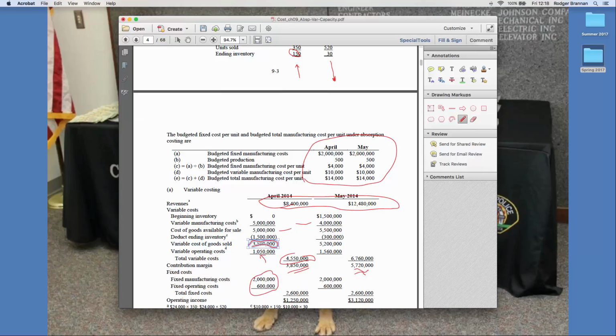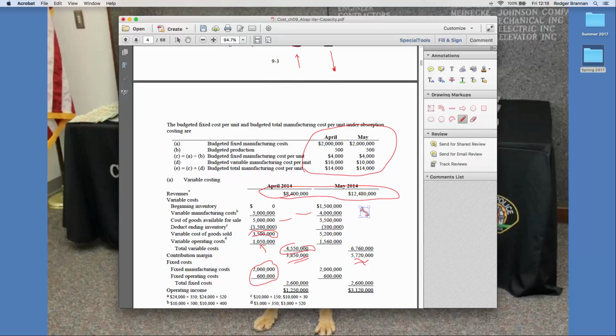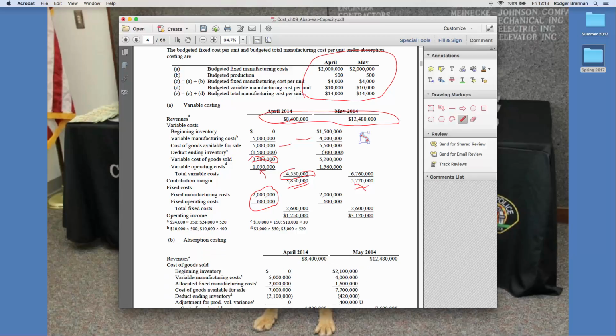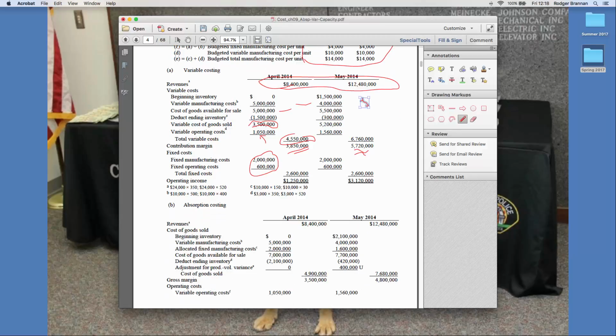In April, they sold 350. Here, they're selling 520 cars. Okay. So I'm not even going to try to do that. So as my sales go up, my operating income goes up, gives me exactly what I would have anticipated. All right. Well, let's take a look at absorption costing.